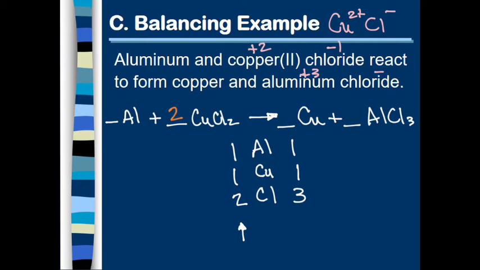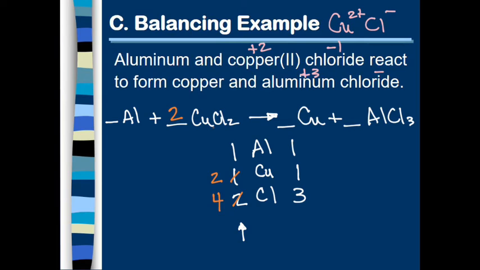So now I'm focused on copper. 2 times 1 is 2. 2 times 2 is 4 for our chlorine. So that 2 out front, your coefficient, does change both of the elements that are behind it. And if I go to the other side, copper is out of whack and chlorine is still out of whack. I can do either one at this point. I'm going to focus on chlorine again.